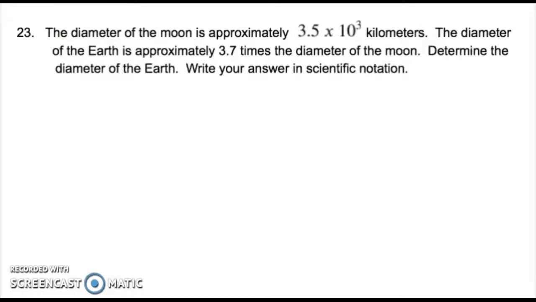23. The diameter of the moon is approximately 3.5 times 10 to the third power kilometers. The diameter of the earth is approximately 3.7 times the diameter of the moon. Determine the diameter of the earth. So if the diameter of the moon is this much and the earth is 3.7 times that, we're going to multiply them together. Okay, we can simply do that on the calculator.